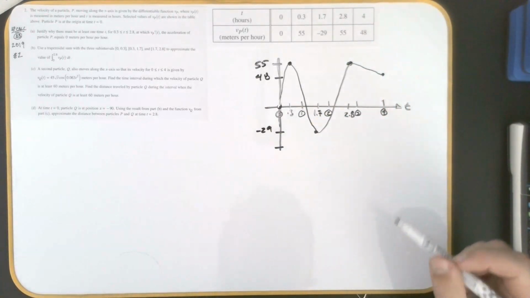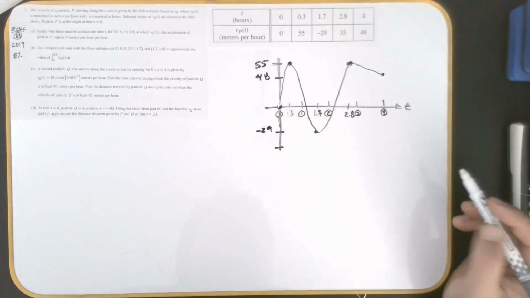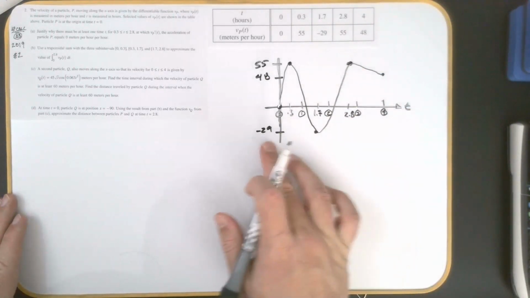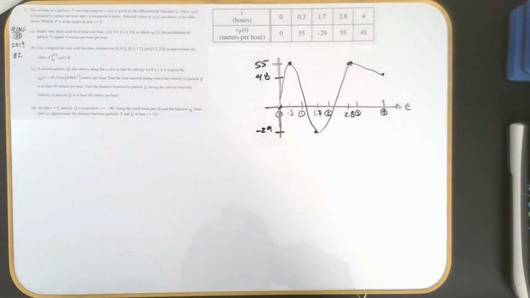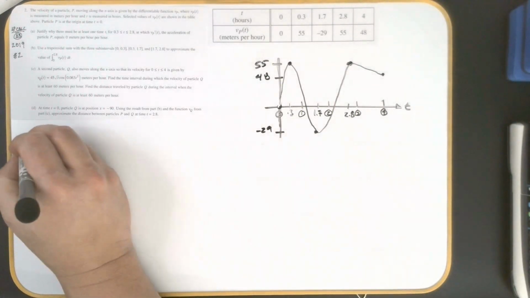Maybe, because of the selected values, there could be more oscillation going on, not sure. But it gives a little bit of a feel for what's going on. So time, velocity, all right? So let's go to part A and see what we can figure out.